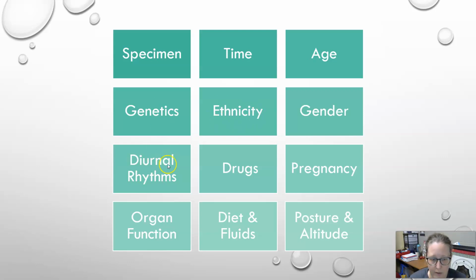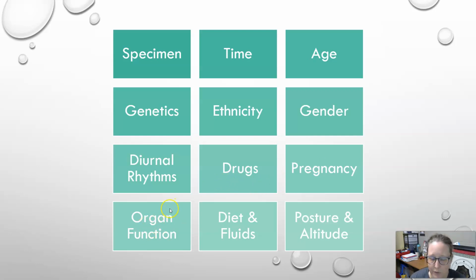Then we've looked at diurnal rhythms. Drugs: if a patient is taking specific drugs that are prescribed to them, some of those drugs can interfere with certain tests, and it's important to note if the patient is taking drugs. It can even be supplements, B vitamin, vitamin C, different things like that can interfere with some of the lab test results. Pregnancy does change reference ranges and values for certain things. For example, the alkaline phosphatase level in pregnant women is always going to be higher than in normal healthy adults.